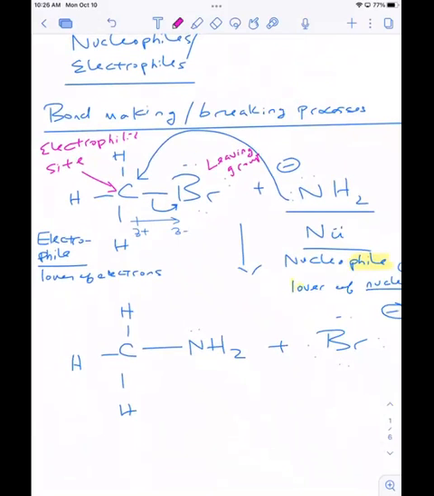Nucleophiles, are they always negatively charged? It can be neutral. Okay. Yeah, I'm going to talk about that in a second. It's a good question. Let's answer it now. A nucleophile can be negative or neutral. An electrophile can be neutral or positive. Yes. That's a great question.